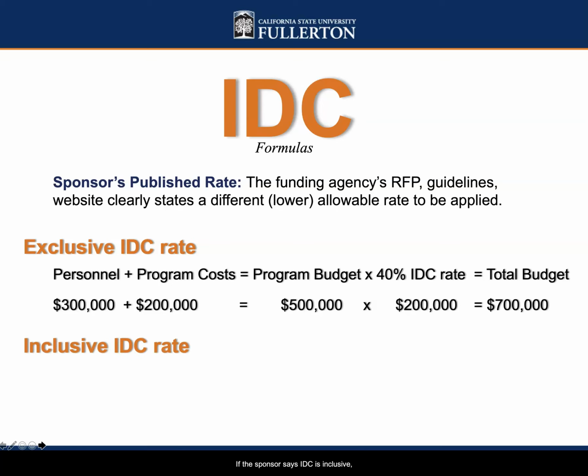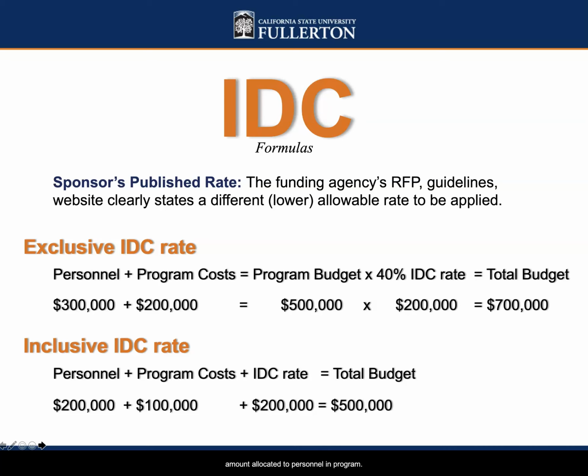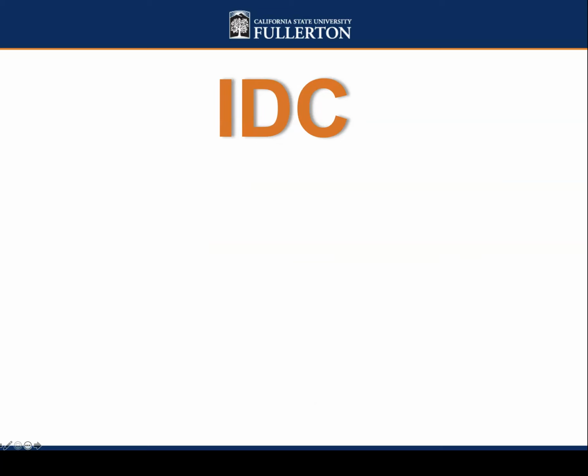If the sponsor says the IDC is inclusive, that means the IDC must be included in the total budget amount. That means if the maximum amount the PI can apply for is $500,000, then the IDC rate must be taken from the total program costs, which then reduces the amount allocated to personnel and programs. That's how IDC is calculated.